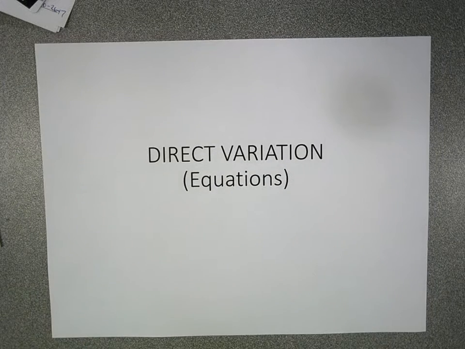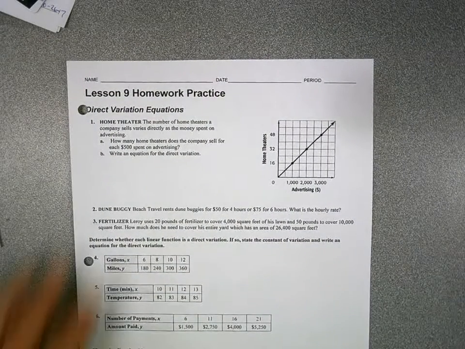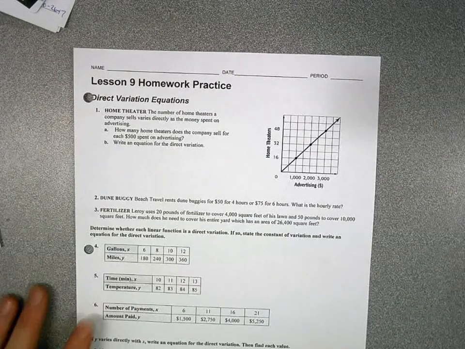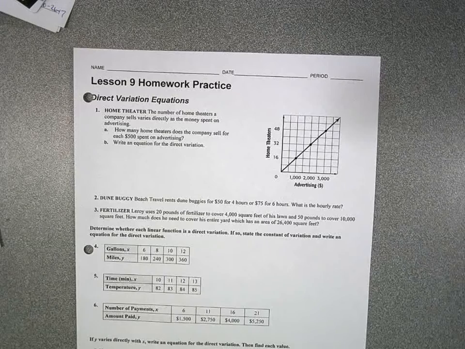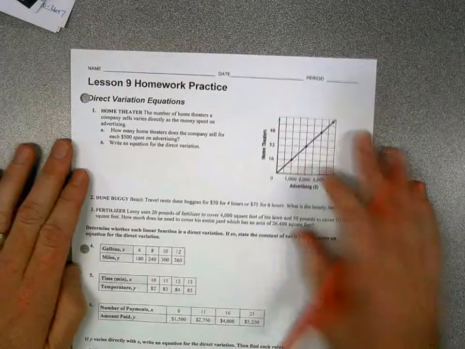All right. So what we're going to talk about is direct variation, and what I want you to do, which most of you already have, is you have your worksheet. If you haven't done so already, go ahead and put your name, date, and period up at the top. Name, date, and period.